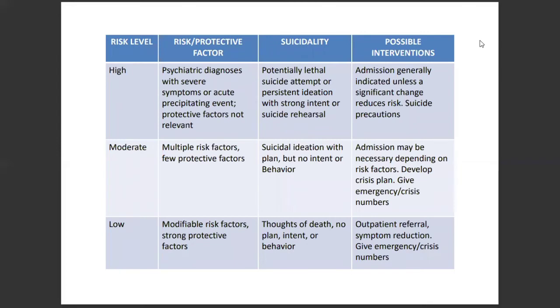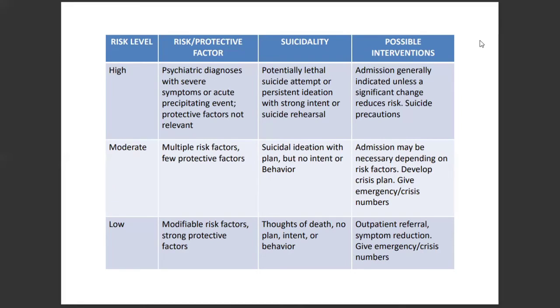So as you can see here, there is high, moderate, and low risk. High means there are more risk factors than protective factors. Because of that, admission is generally indicated unless a significant change reduces the risk. Also, suicide precautions will be implemented.